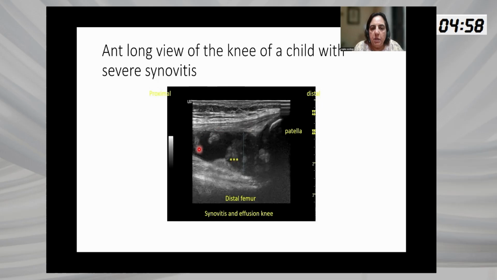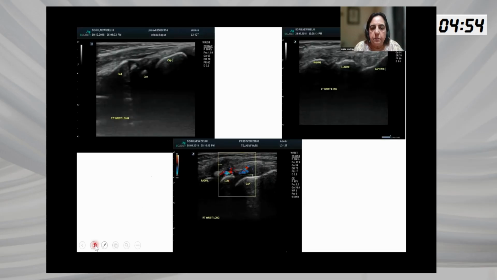Here the effusion is much larger, and these areas are all synovitis. And similarly, you can see for the wrist joint as well. So this is the normal appearance of an immature wrist with the radius, the lunate and the capitate. And here in fact we have the mature hand, which is in fact mine.